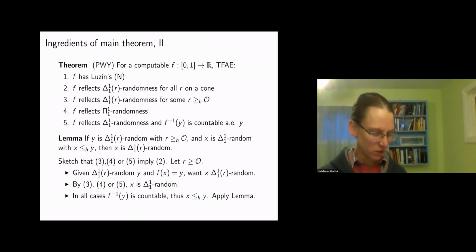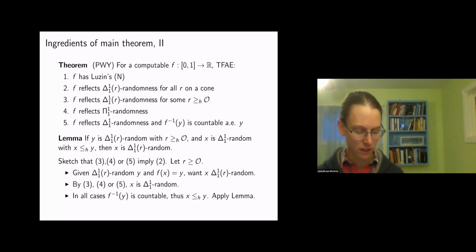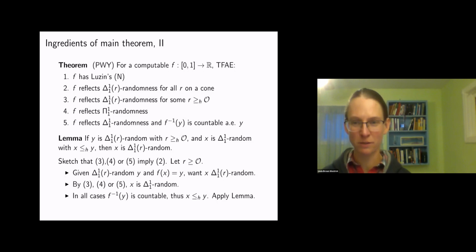So in order to go the other way, I'm going to assume any one of these 3, 4, and 5 and show that it implies 2. So we prove, I call it a lemma here, it's a theorem in the paper. It's basically one of these results that says that if you have something that is super random, and if that thing hyp computes something that is pretty random, then the thing that was pretty random is actually also super random.